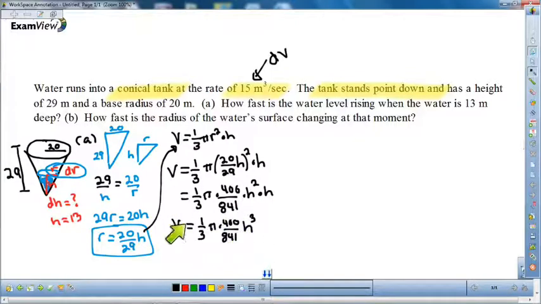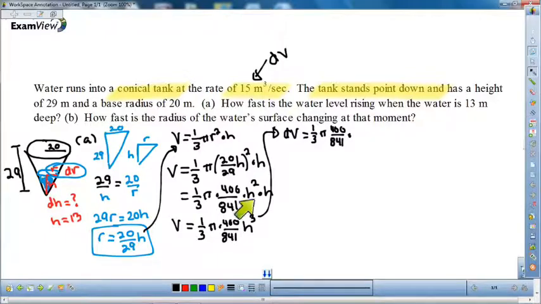I'm not going to substitute 13 because remember this is a specific moment in time and I want to find the rate of change for all moments in time. So dV is going to be now 1/3 pi 400 over 841 are constants, so I am just going to bring it down. I'm not going to have to do anything with them. I'll just bring it down.